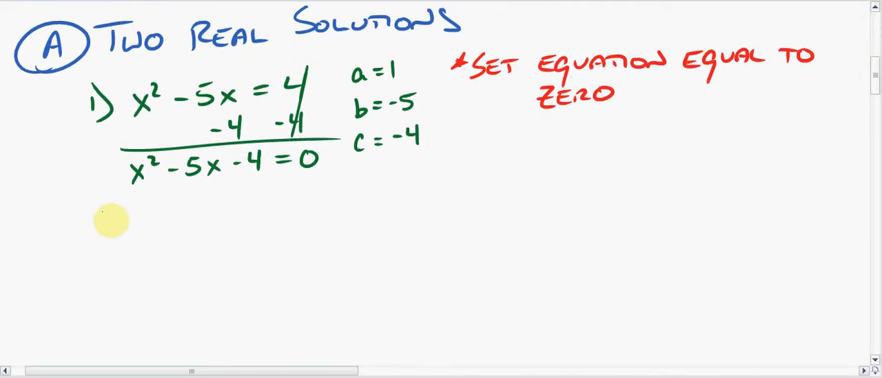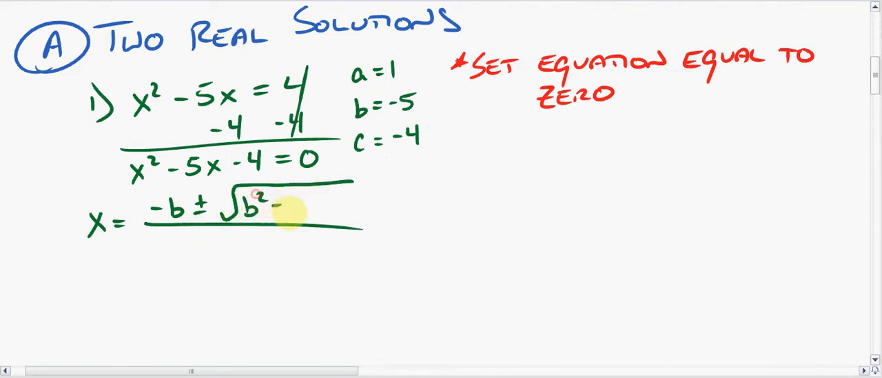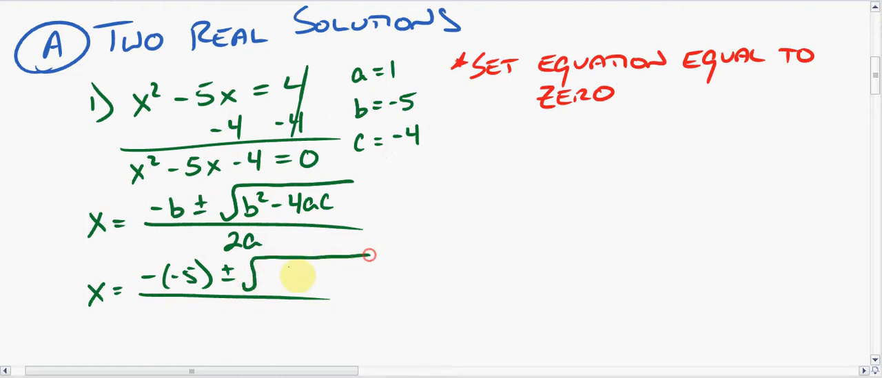So we're going to use those to solve using the quadratic formula. So the quadratic formula is x equals the opposite of b plus or minus the square root of b squared minus 4ac all over 2a. So we're going to plug in the correct values. So the opposite of b, or the opposite of negative 5, plus or minus the square root of negative 5 squared minus 4 times a, which is 1, times c, which is negative 4. And that's all over 2 times my a, which is 1.